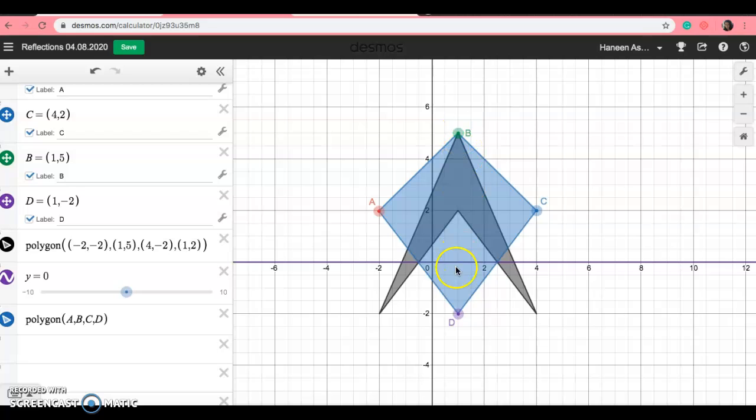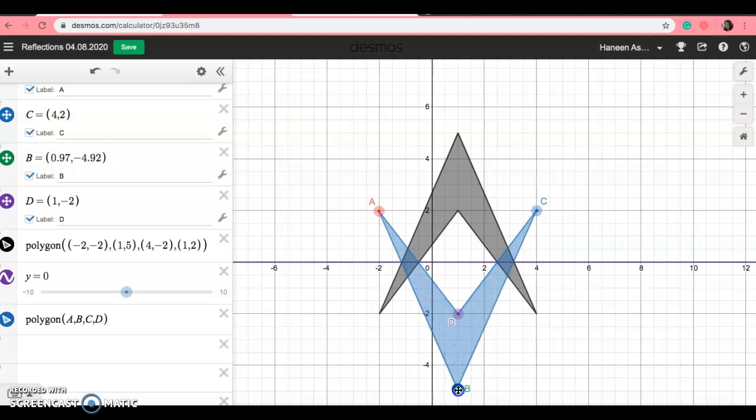B is 5 units away from our line of reflection, so we're going to move it 5 units down from our line of reflection. Right over there. Perfect. So now this is our new prime shape. This dark one was our original, and this one is our new prime one.